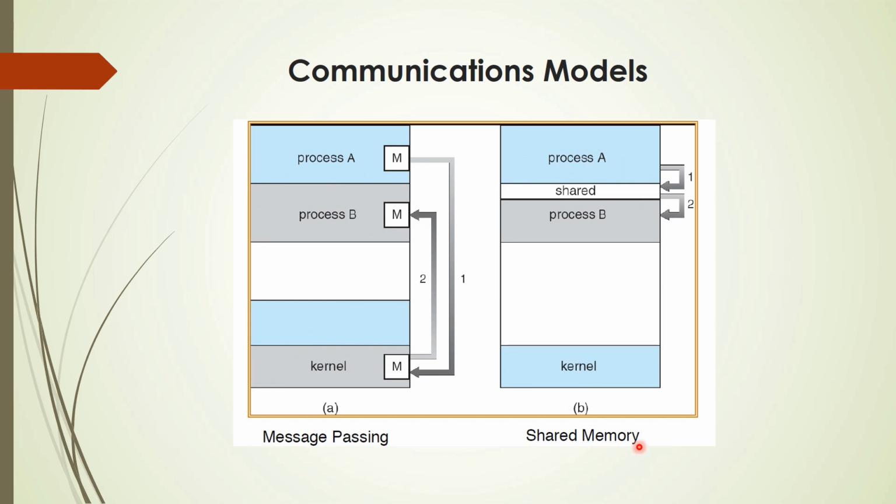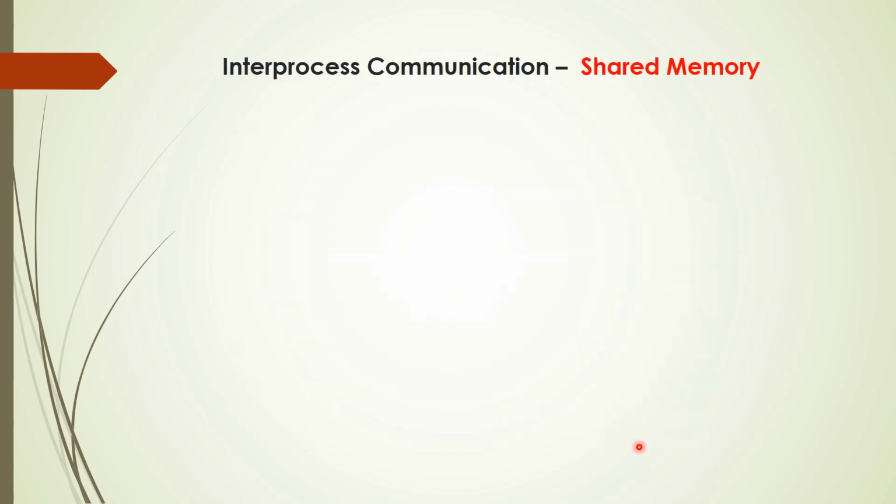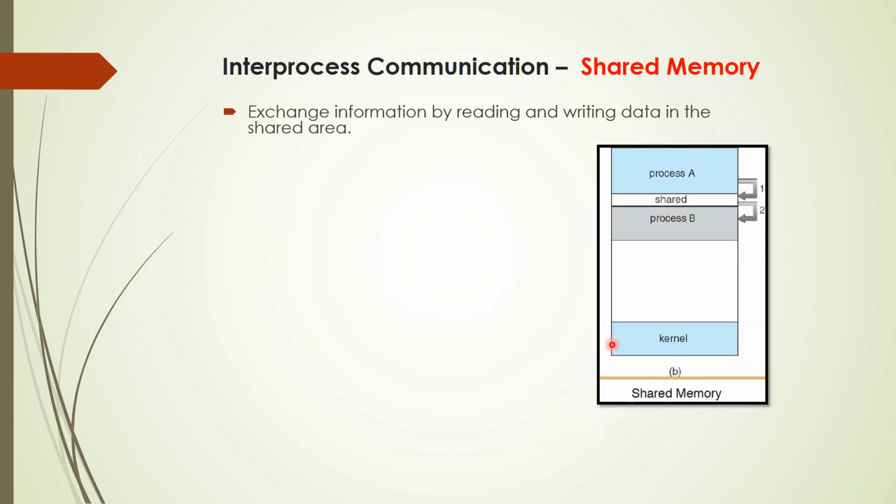So let us see something more on shared memory. In shared memory, the information is exchanged by reading and writing data in the shared data. So that is what we have already discussed. This shared data is being accessed by A and B both. So when A is writing something, B has to wait for it, or when B is writing something to the shared data, A has to wait. So some kind of synchronization is required between both of them.